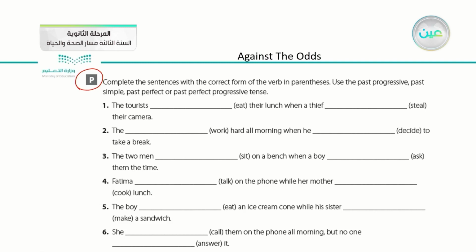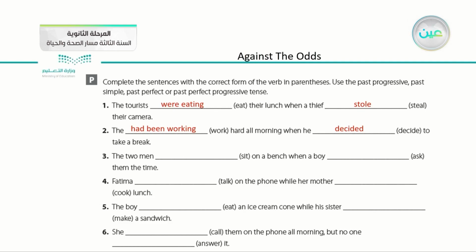Number 1, the tourists eat their lunch when a thief steals their camera. So we have here 2 actions happening at the same time. The answer is the tourists were eating their lunch when a thief stole their camera. Number 2, they work hard all morning when he decided to take a break. He had been working all day. He had been working hard all morning when he decided to take a break.